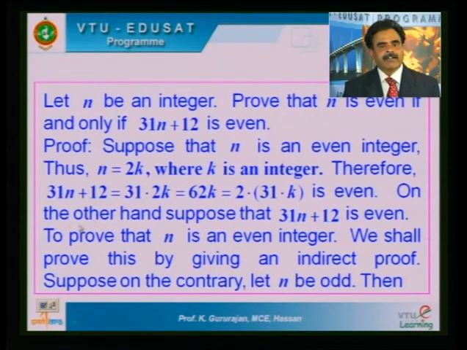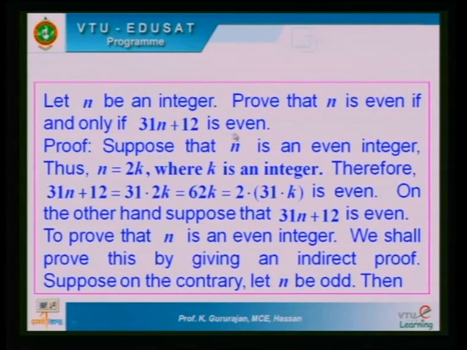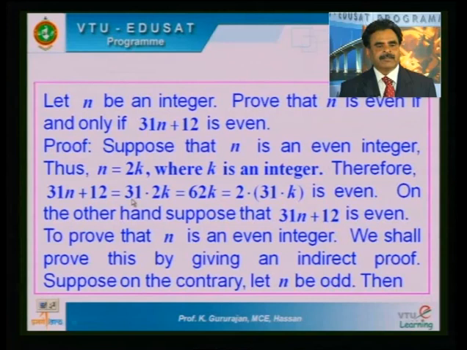Okay, right. Similarly, I have got another problem: if n is an integer, then prove that n is even if and only if 31n plus 12 is even. We start with the assumption that n is an even number. So I can write n as 2k, where k is an integer. Now compute 31n plus 12, that is 31 into 2k, that is 62k plus 12. So what I get from here is that 31n plus 12 is an even number. Why? Because n is even, 31 into n is even, 12 is an even number. So the sum of two even numbers is an even number.